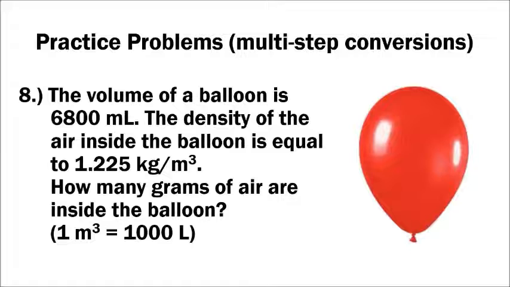All right, number 8. The volume of a balloon is 6,800 milliliters. The density of the air inside the balloon is equal to 1.225 kilograms per cubic meter. How many grams of air are inside the balloon? And I give you a conversion factor for cubic meters and liters.